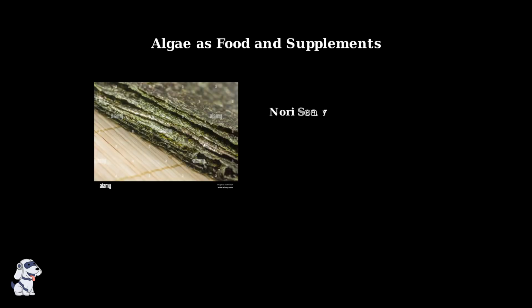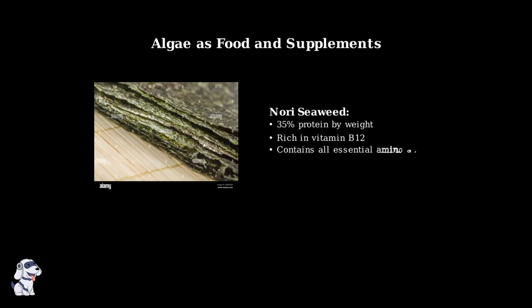Algae are rapidly becoming one of the most promising sustainable food sources on our planet. From traditional seaweed to modern superfood supplements, you might be eating algae sooner than you think. Many of us already eat algae without realizing it. Nori, the dark green sheets used to wrap sushi, is actually a type of red algae that has been cultivated and consumed for over 1,000 years.